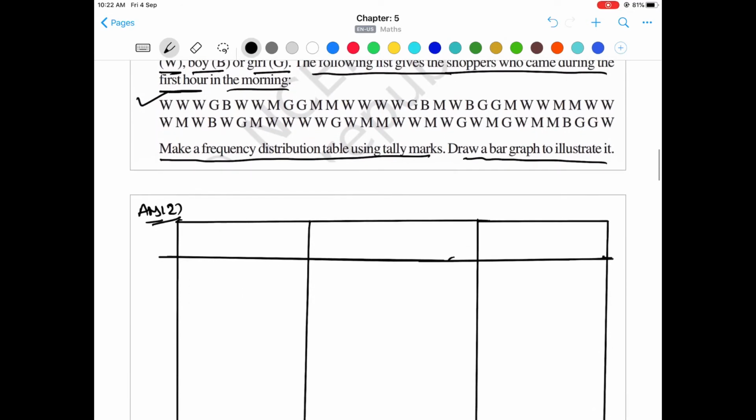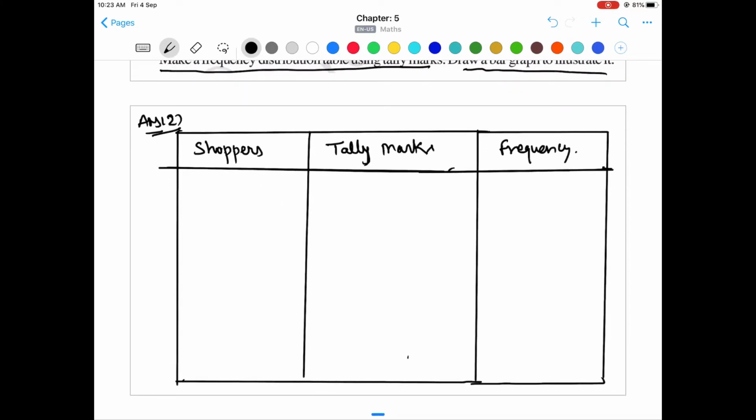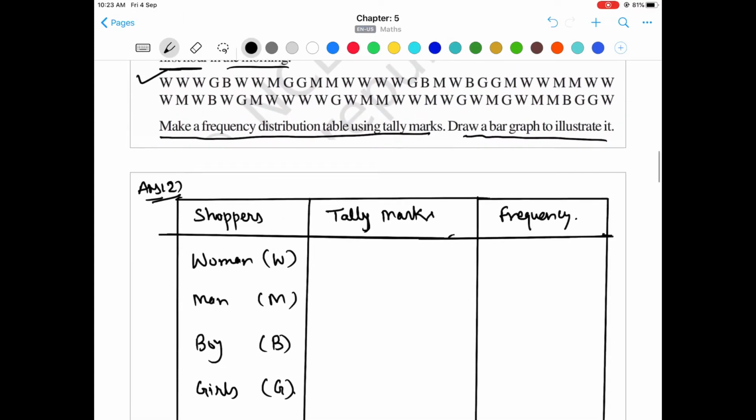Now what we're going to do is, in first column we'll write the shoppers, here we write tally marks, and here we'll write frequency. Okay, the shoppers are the following. First we have women, represented by capital W. Then we have men, represented by capital M. Then we have boys, represented by capital letter B. And then we have girls, represented by capital letter G. Okay, now let's count the number of women.